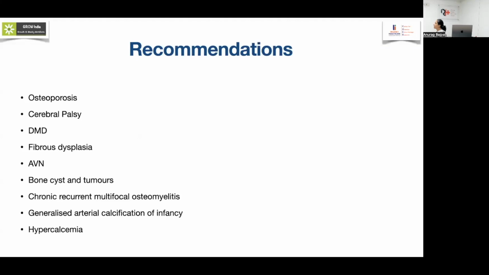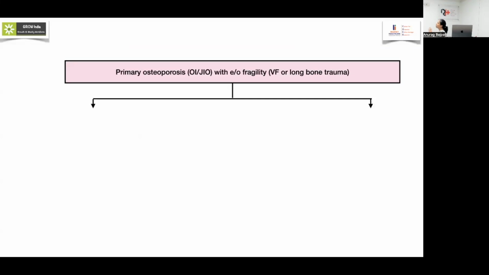The treatment has been recommended for osteoporosis, cerebral palsy, Duchenne muscular dystrophy, fibrous dysplasia, and so many other indications that I will be subsequently talking about. So directly moving on to the recommendations in a child with primary osteoporosis with evidence of fragility fractures.